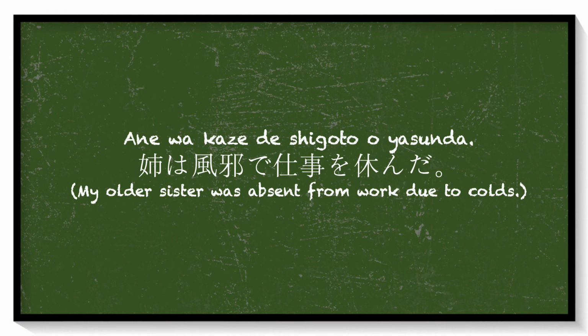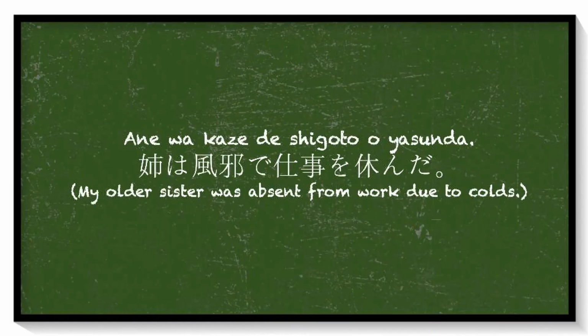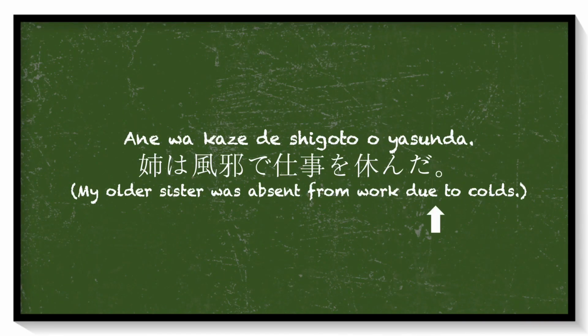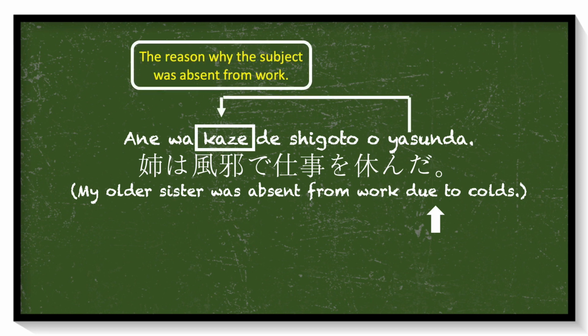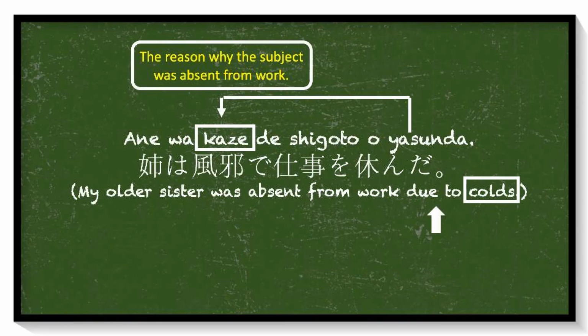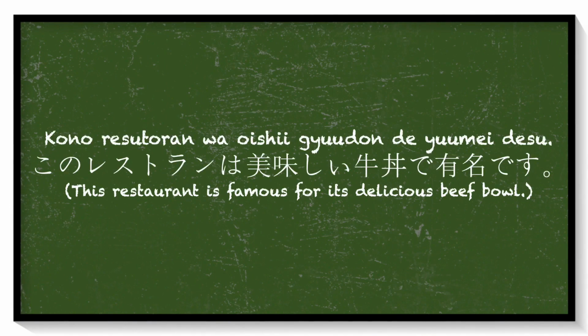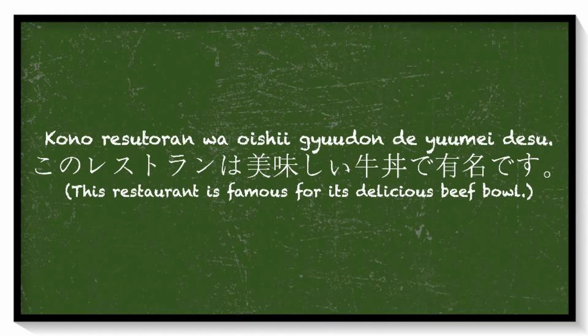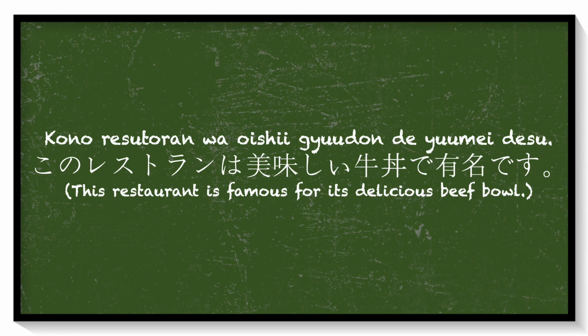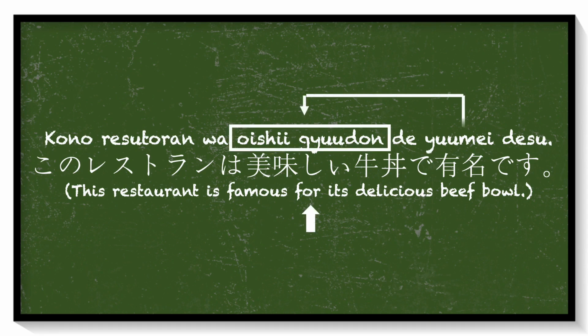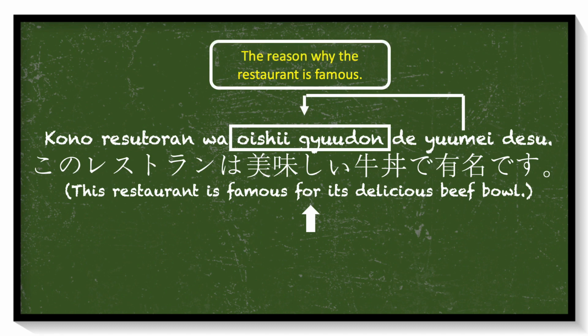Another example. 姉は風邪で仕事を休んだ。 Also in this example, 風邪, or colds, was followed by particle で which makes it the reason why the subject was not able to go to work. Another example. このレストランは美味しい牛丼で有名です。 Here, 美味しい牛丼 was followed by particle で which makes it the reason why the restaurant is famous.